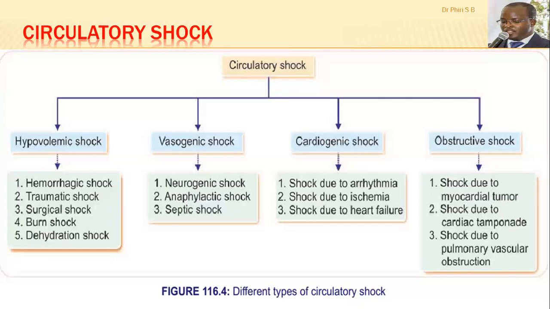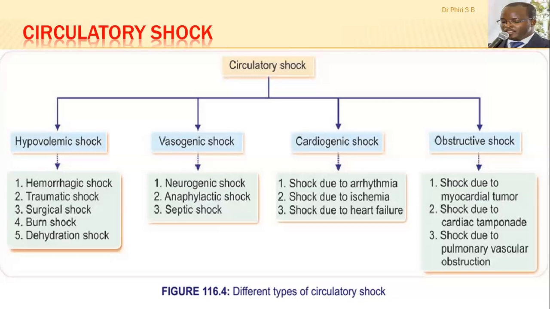Then you can have shock due to cardiac tamponade. Cardiac tamponade is where you have infiltration of fluids into the pericardial cavity, and this fluid is going to compress the heart. So during diastole, the heart doesn't fill well with blood. The end diastolic volume is going to reduce, the stroke volume is going to reduce, cardiac output is going to reduce, then the blood pressure will reduce. That can also result in obstructive shock because of the obstruction from the fluid accumulating within the pericardial cavity.